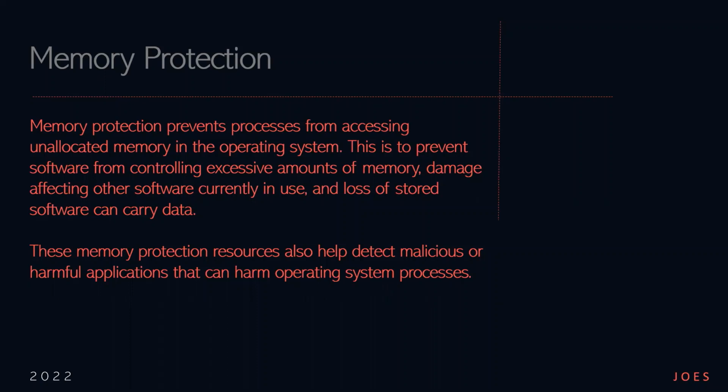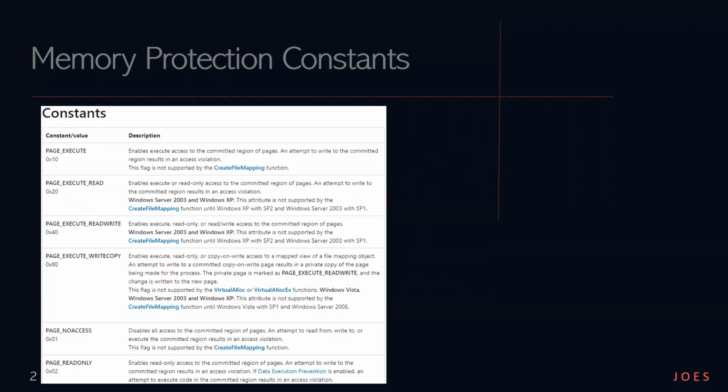the operating system itself. Think of it as a permission that's been given to a memory space or region when an executable file is normally loaded. This protection is called memory protection constants. And as you can see here, below are some of the examples of memory protection constants and its description.